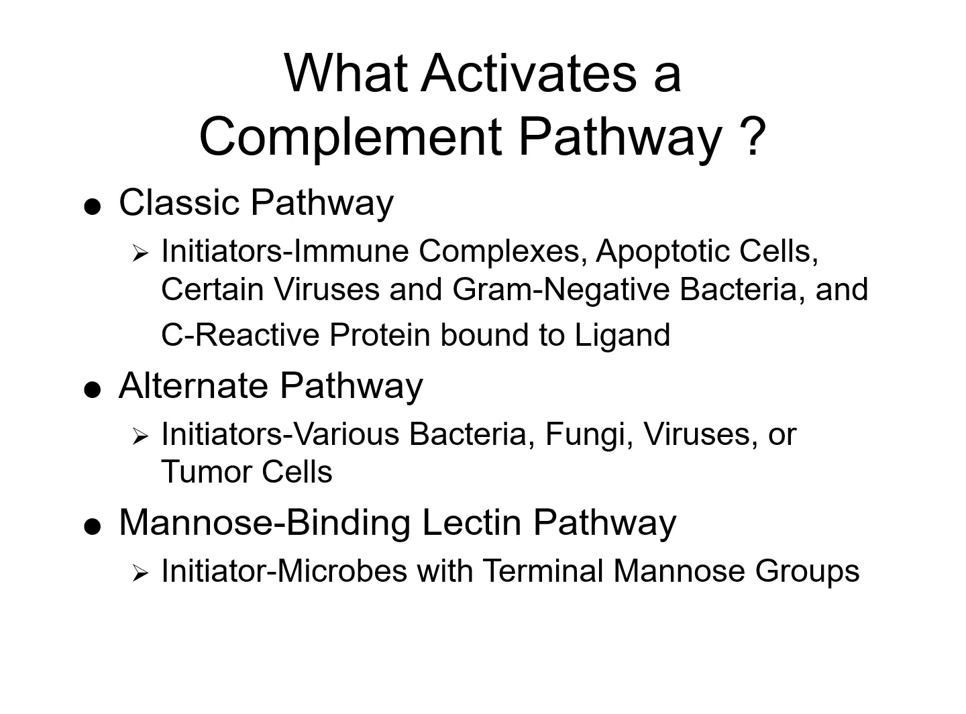For the alternative pathway, the initiators are various bacteria, fungi, viruses, and tumor cells. It does not require antibodies, and this is activated directly by the pathogen surfaces. For the mannose binding lectin pathway, some initiators are the microbes with terminal mannose groups on their surface. This is activated when the mannose binding lectin binds to those microbial sugars, which then triggers the complement activation.